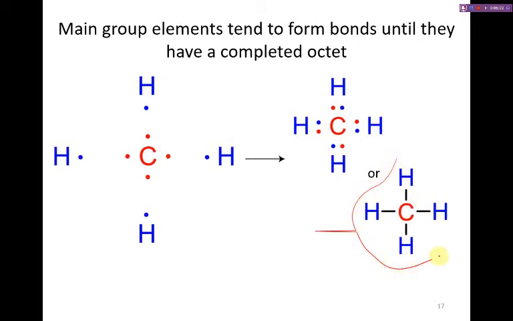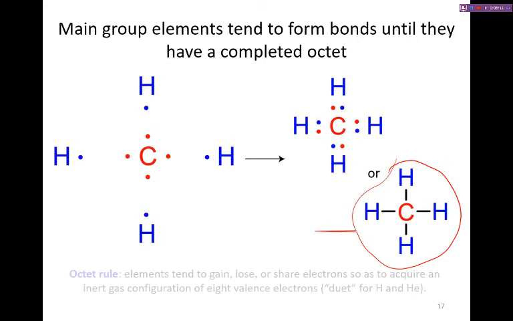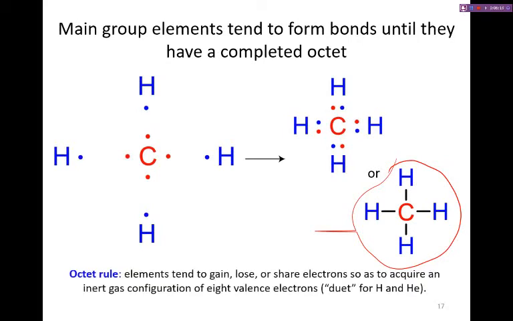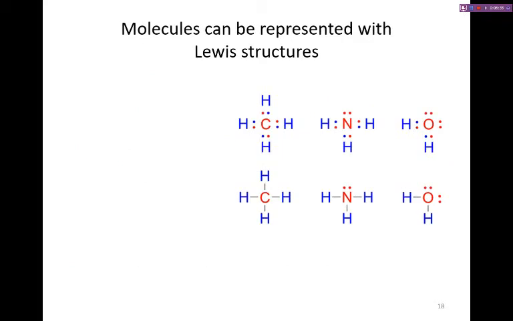This structure will go much more into depth in Chapter 7, and you'll become very familiar with how to build them and how to represent them. And so what we see is that elements will tend to gain, lose, or share electrons so they can acquire an inert or noble gas configuration of the 8 valence electrons. Or, in the case of hydrogen and helium, they have a duet. They have 2 valence electrons in their outer shell. And so we can represent these molecules with a variety of valence or Lewis structures.